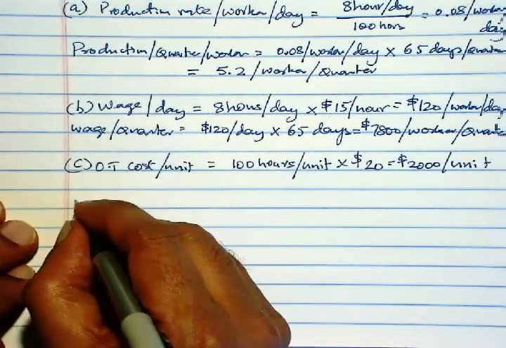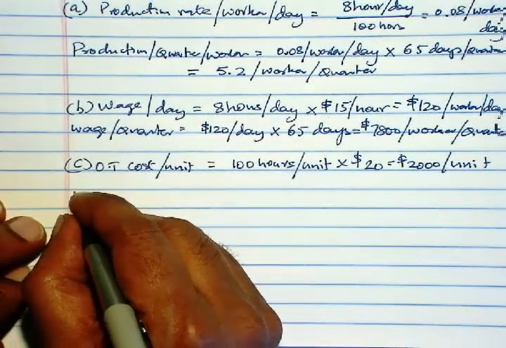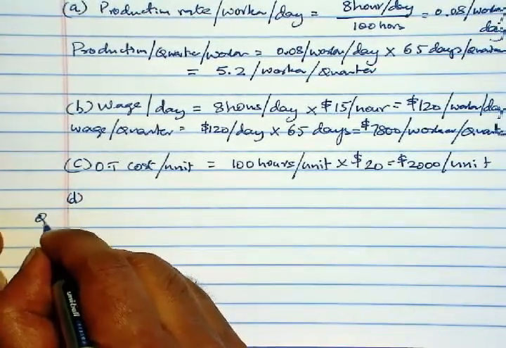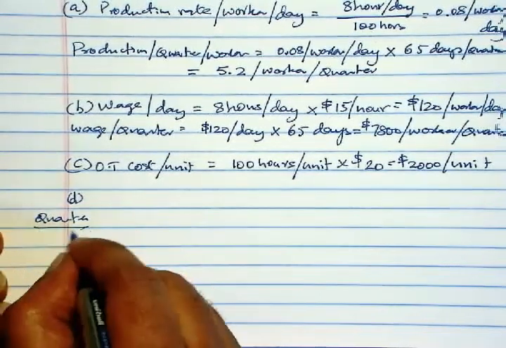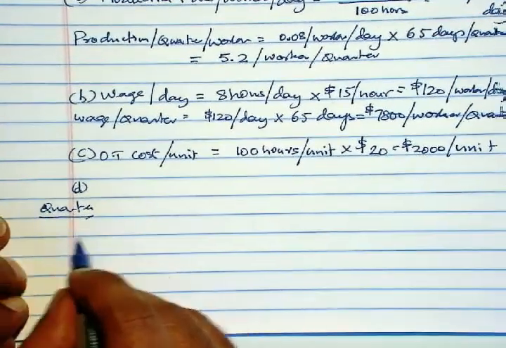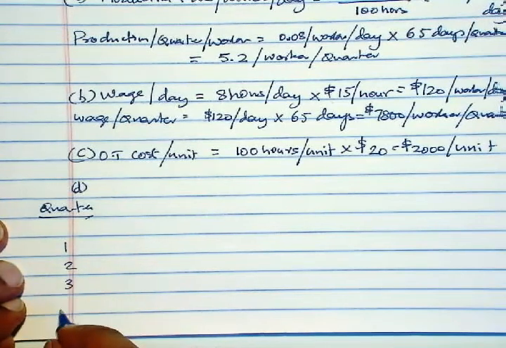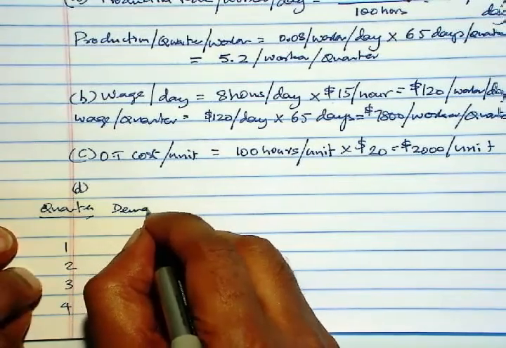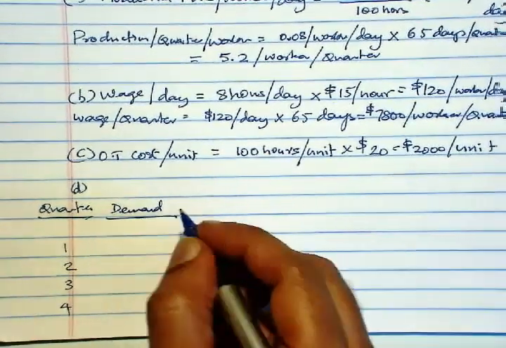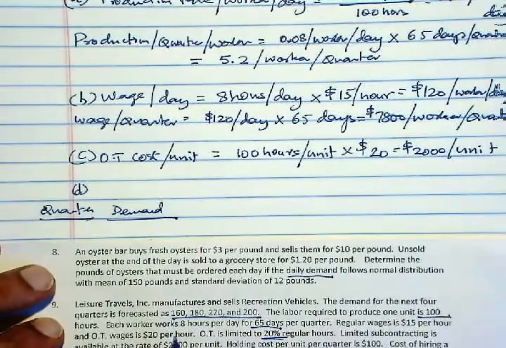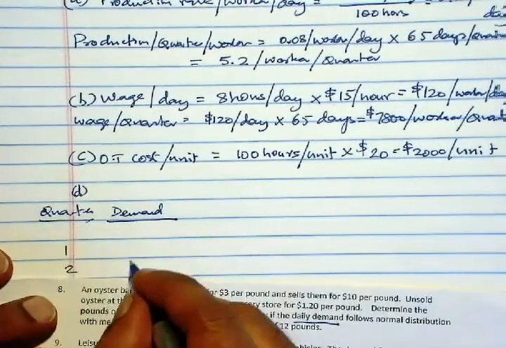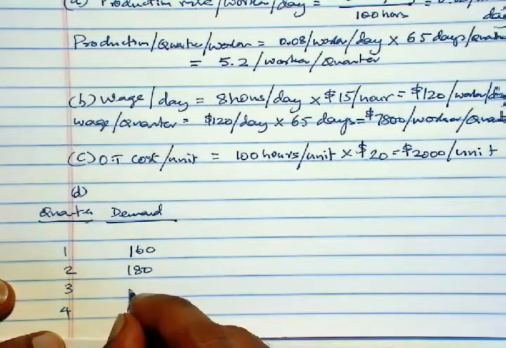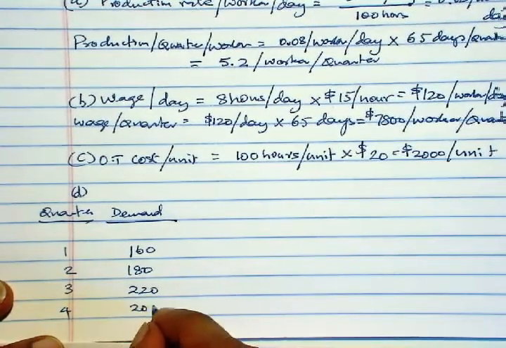Okay, now D is to develop a chase plan. So we start with, we'll leave the first row blank for initial conditions, and we have demand is given in the problem as 160, 180, 220 and 200.